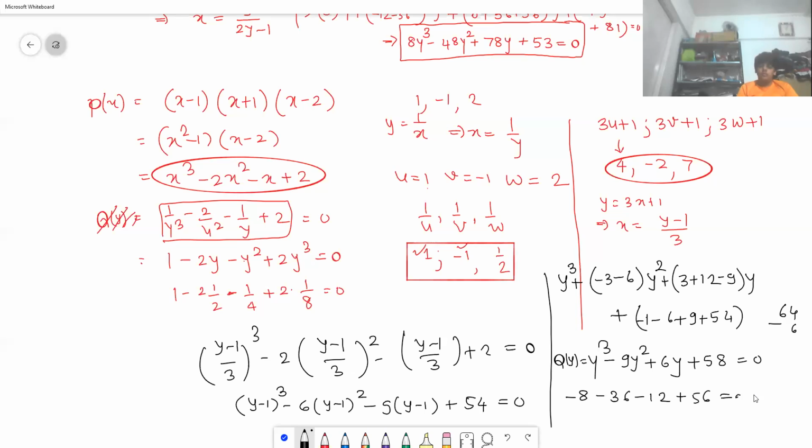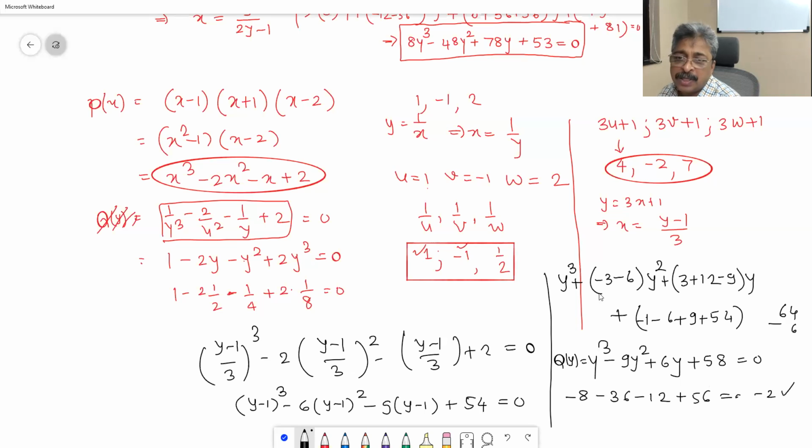So minus 2 works. Let us check 4. 4 squared 16, 4 cubed 64, 64 minus 16, 9, 144.